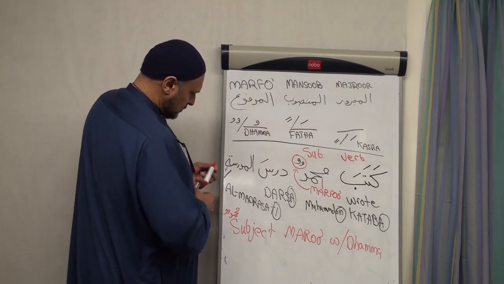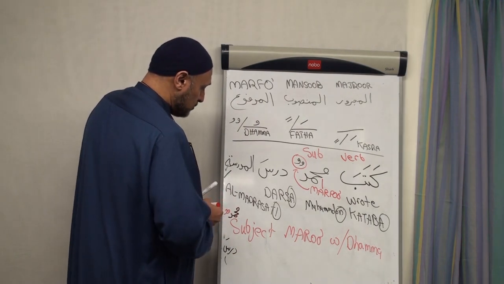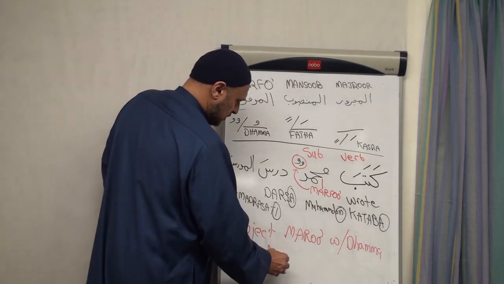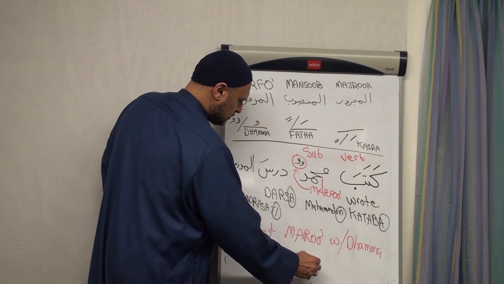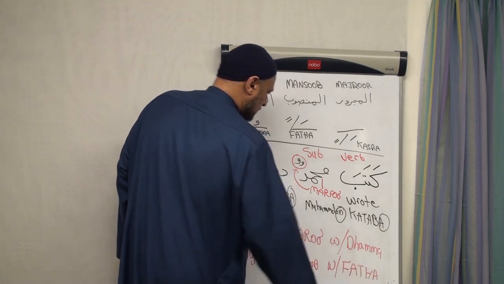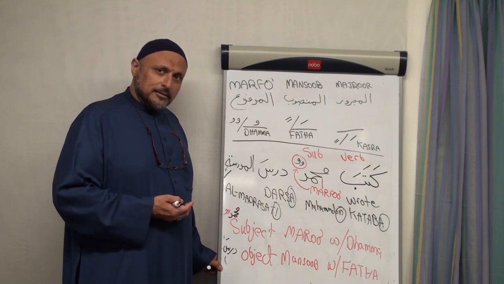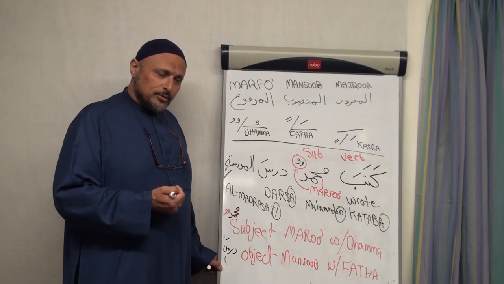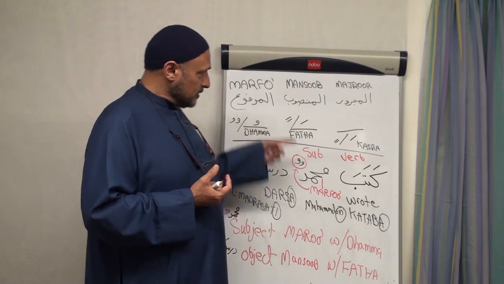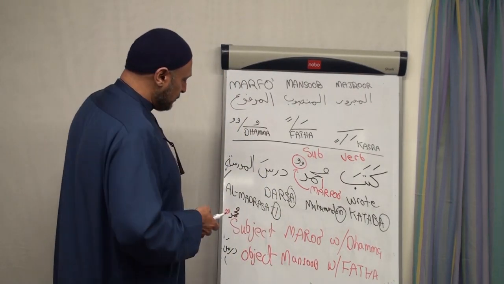What is Darsa? Okay, let's make it with the black marker. So Darsa is an object, it was written. What is the major grammatical position? Mansub. So it's an object which is mansub. With what? Fatha. So again, can you tell me what is Darsa? It is an object, mansub, with a fatha. Good. Its specific title is object, and the major category is the mansub group. And the sign of it is fatha. Good. Now let's see the last one.